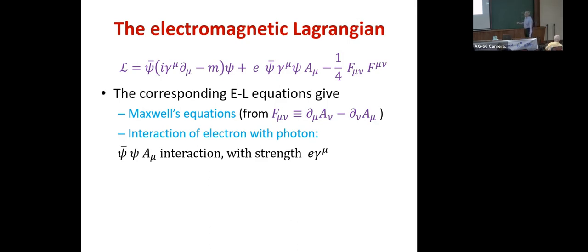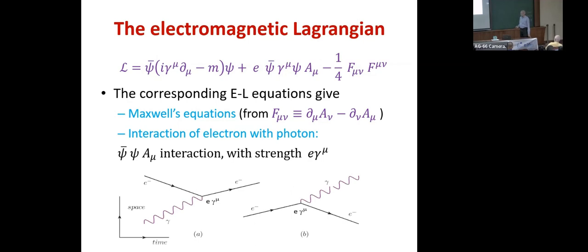Notice what has happened. This term was the term that tells you how a free electron behaves. This is a term which tells you how a photon behaves if there is no electron. And this term, which has psi bar, psi, and A mu, tells you that there is some interaction between psi bar, psi, and A mu. This interaction has the strength given by whatever coefficients are here, which is e times gamma mu. And that indeed is the strength of electromagnetic coupling.